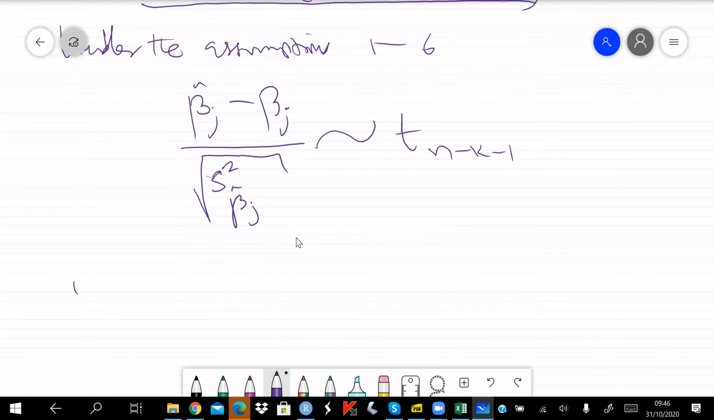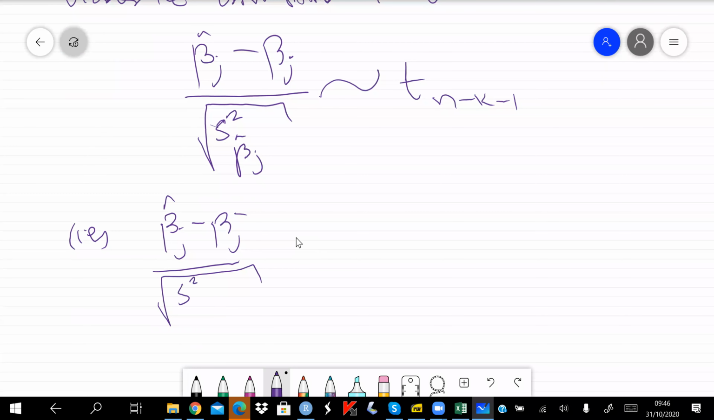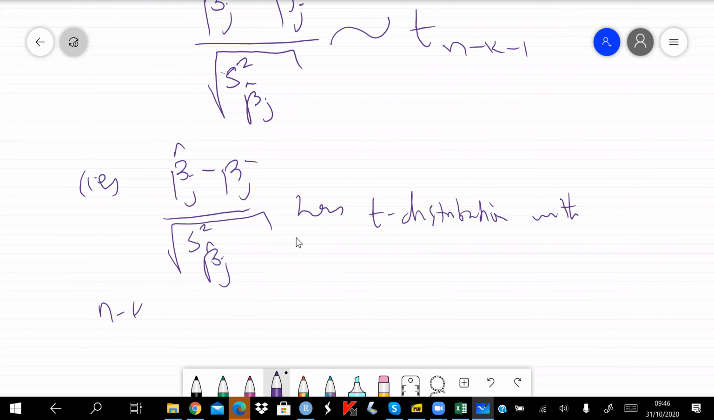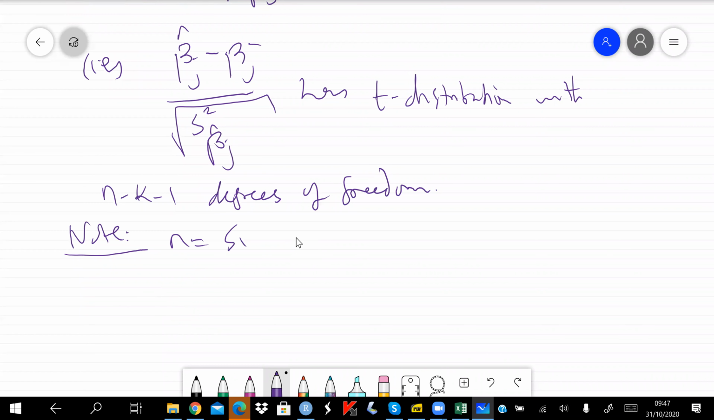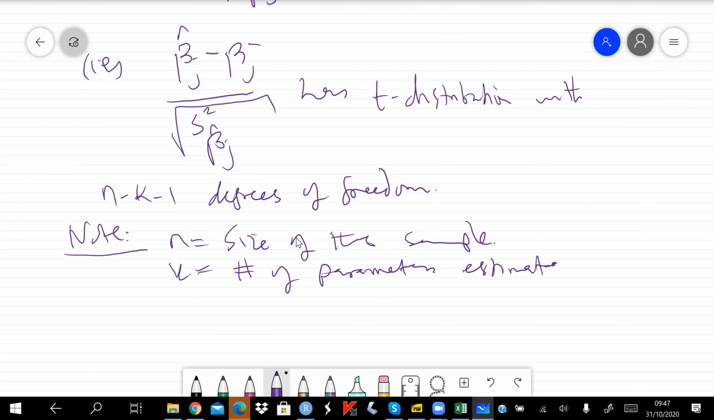Okay, so let me write in words. That is beta estimate of j minus beta j divided by the standard error there, which is the square root of s squared beta j, has the student's t distribution with n minus k minus 1 degrees of freedom. It's good for you to note that n is the size of the sample and k is the number of parameters estimated in the model.